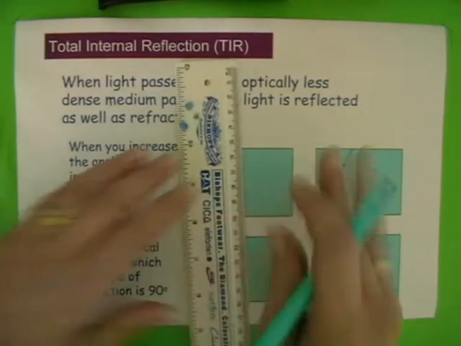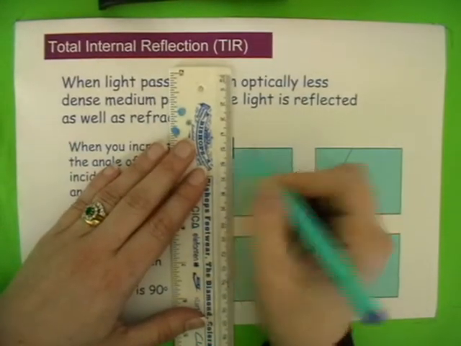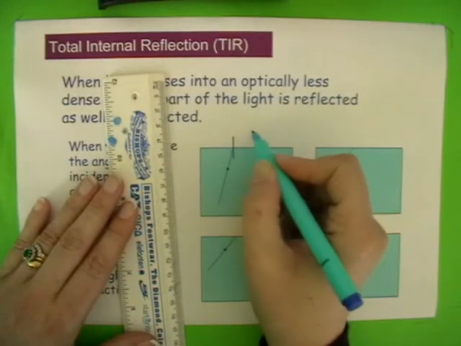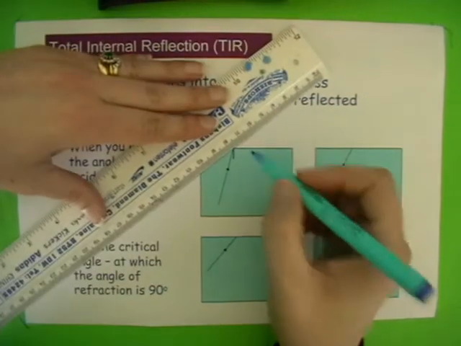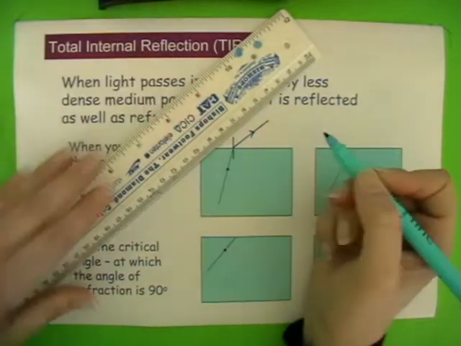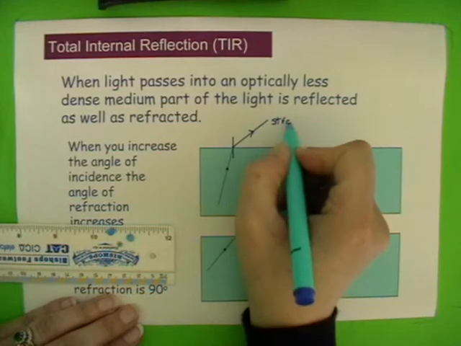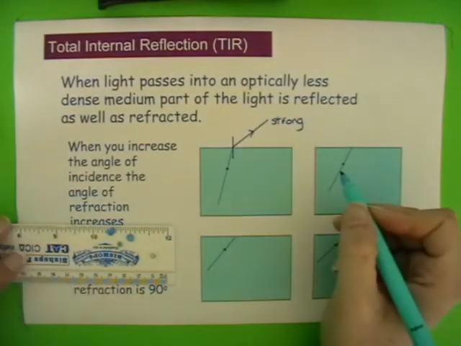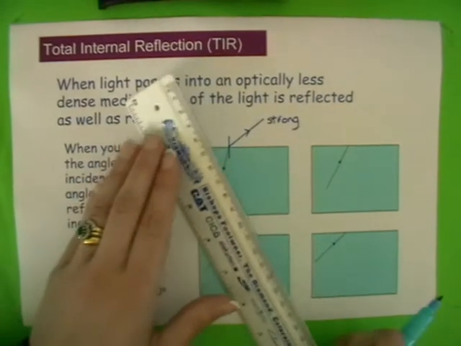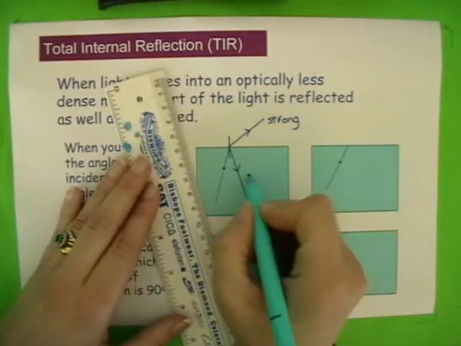So for this ray travelling through the glass, if we come to the normal, it is now coming out into the air, so it is bent away, or refracted away, and there's a strong refracted ray, but some of the light is also reflected. So there's a weak reflected ray.